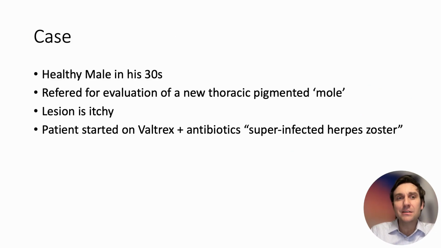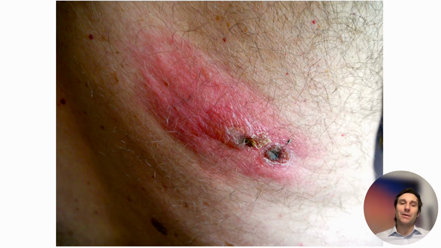This is a healthy male in his 30s. He came for a new mole. The lesion was itchy, on the thorax. And in the ER, the doctor thought it was herpes zoster, so they started Valtrex and antibiotics. And you don't want to see why, right? This dermatomeric plaque here with this crust here. So herpes zoster, dermatitis. It's dermatomeric, so I would say herpes zoster.